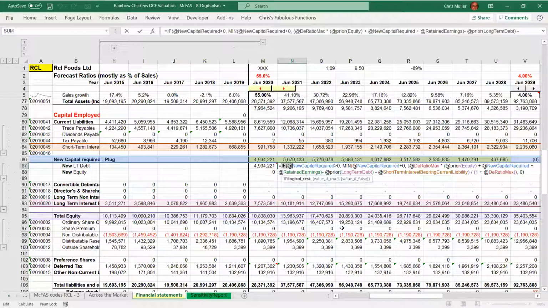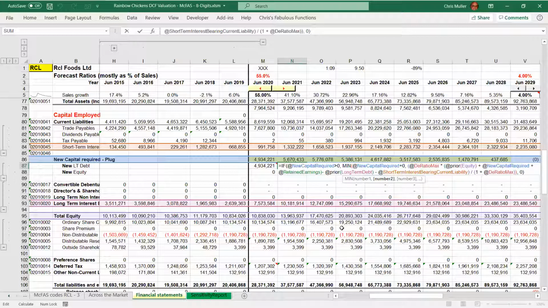And this says only do it if the new capital required is greater than 0. Only do it if you need to. And when you do it, make sure that you min it with new capital required, don't raise more than the new capital. The real formula starts here. Take your debt equity ratio, multiply it by the sum of last year's equity, the new capital required, and the retained earnings from the income statement. That turns it into debt. Subtract the long-term debt and the short-term interest-bearing current liability, and then gear that up again by dividing by 1 plus the debt equity ratio.